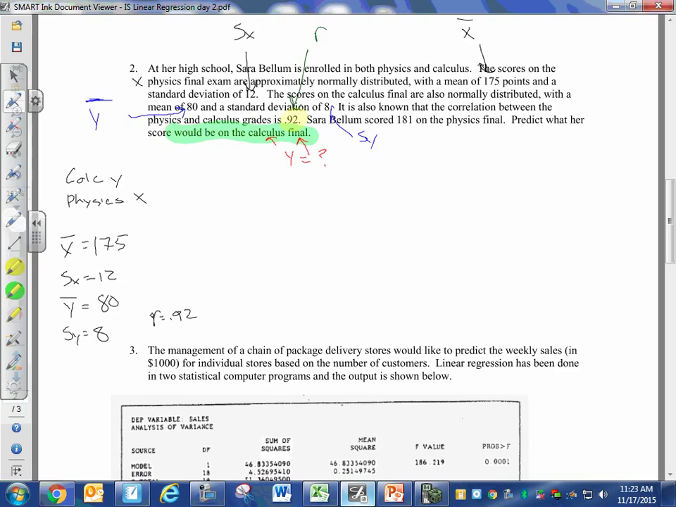Check your answers with a neighbor. We should find a slope of 0.613. Once you find your slope, use your slope and your point, which is X bar, Y bar, to find your Y-intercept. And then you go ahead and use that model to predict the calculus score when physics was 181.